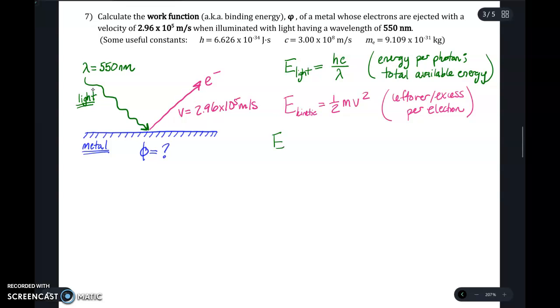So I can write this out. The energy of the light coming in, since that's the total amount of energy available, gets broken down into these two components: the work function and the kinetic energy that's left over. Okay, so I can write this relationship here between these three values. And this equation can be rearranged in any way to solve for what you need to solve for.